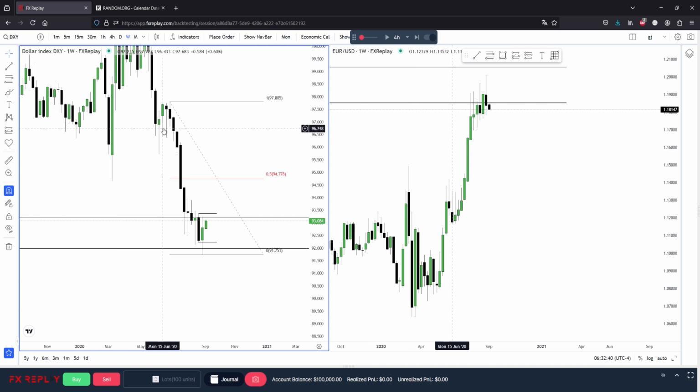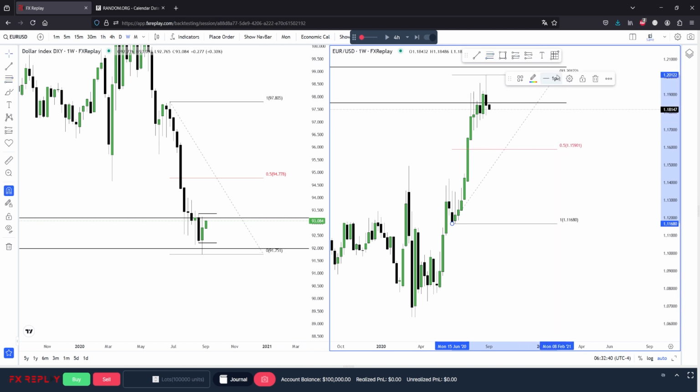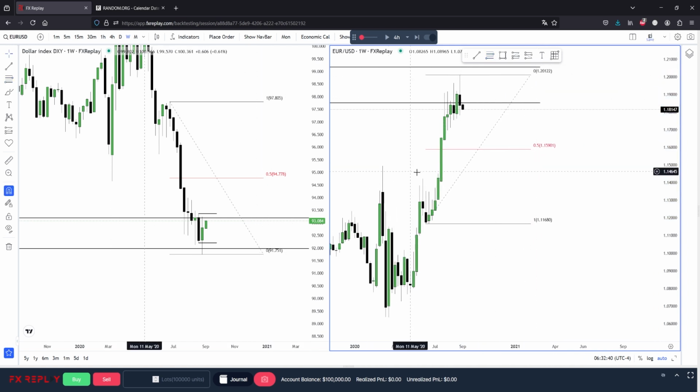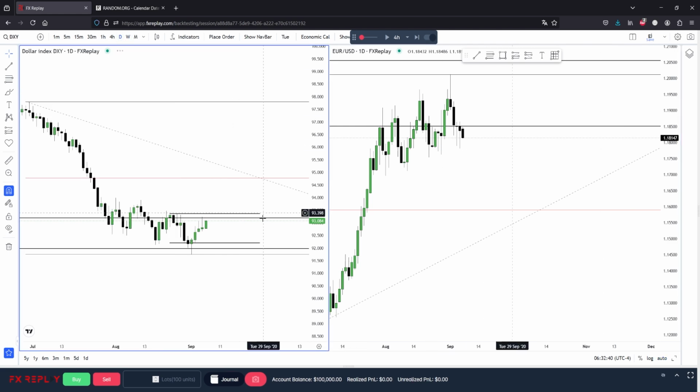So the narrative over here on DXY is we are in discount of a bigger range on the weekly. Vice versa for EU, right? We are in a weekly range in premium. Now, if we are anticipating buys, we need to have time frame alignment. So let's go to the daily, see if that actually lines up.